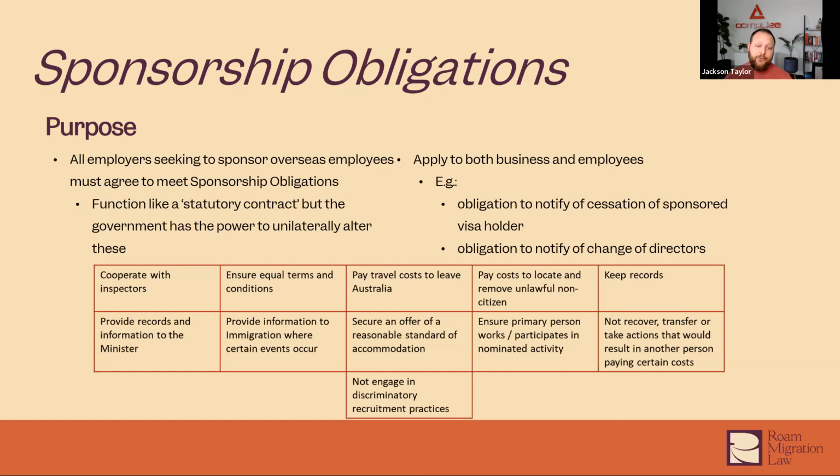So it's really important to understand what these obligations are and map them out, and how you as an HR representative or immigration stakeholder for your business are going to be aware of those, maintain that information and notify the Department of Home Affairs. Okay, so there's a lot there. Not all of these apply to the temporary skill shortage 482 visa. The one in the centre, for example, secure an offer of a reasonable standard of accommodation, only applies to certain visa types, right? But for the most part, these are generally the sponsorship obligations that apply.